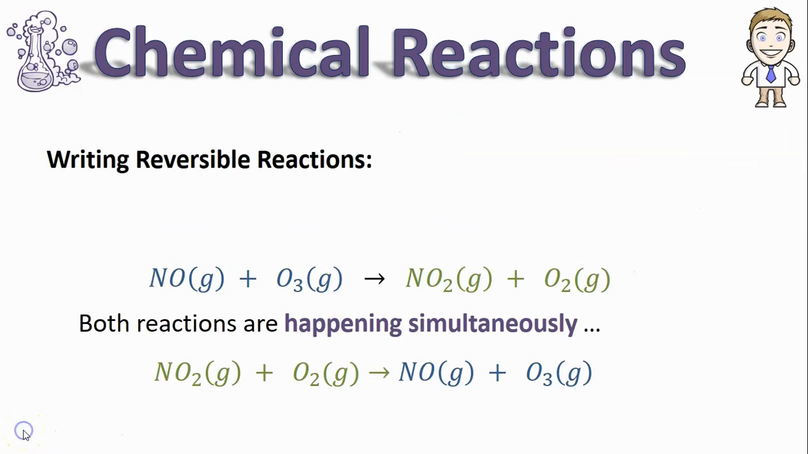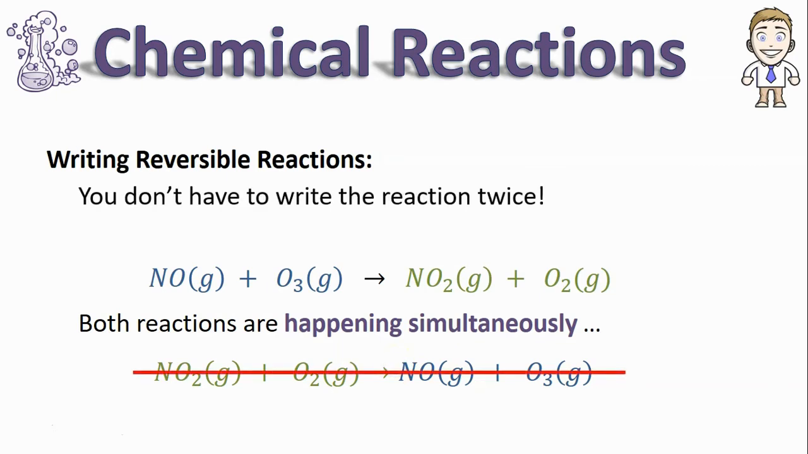And it's important to realize that for reversible reactions, both the forward and the reverse directions are happening simultaneously. Now at first this might seem kind of annoying and make you think for reversible reactions you have to write it one direction and then also write the reverse of that every single time you write this chemical equation. Luckily you don't have to write the reaction twice.